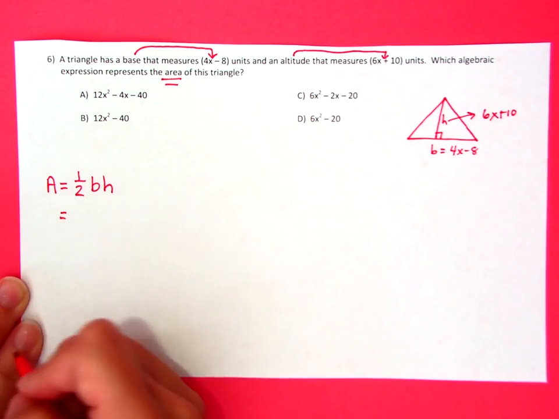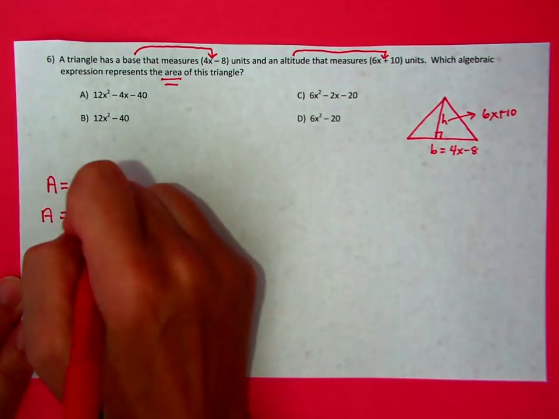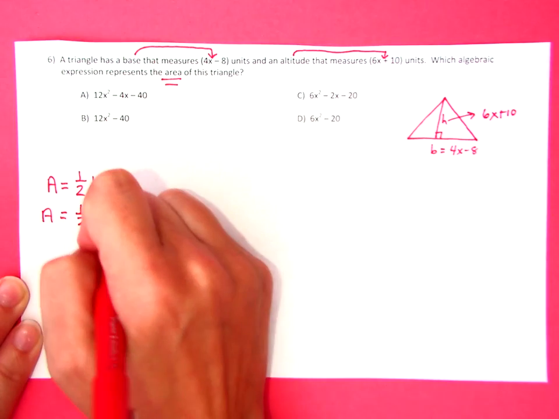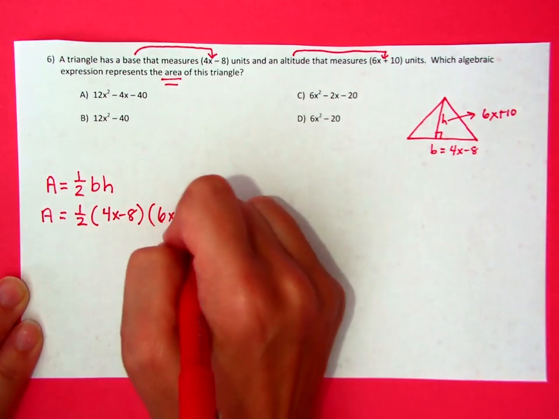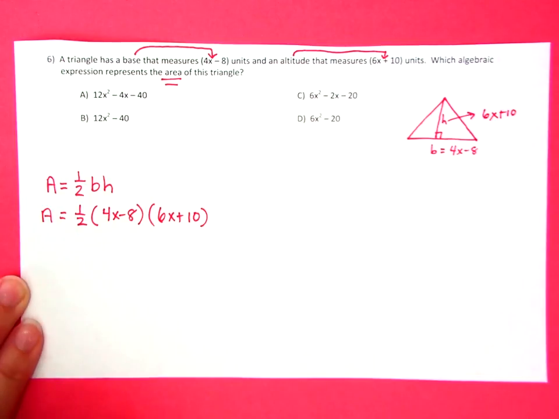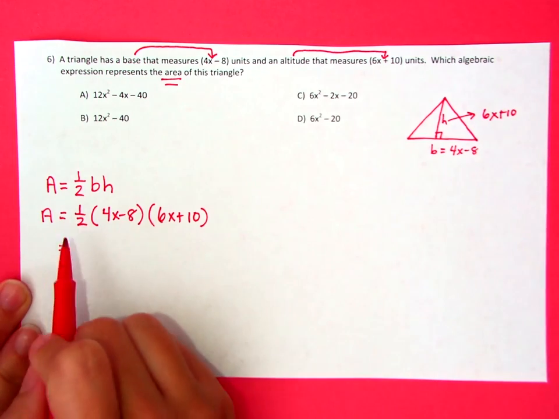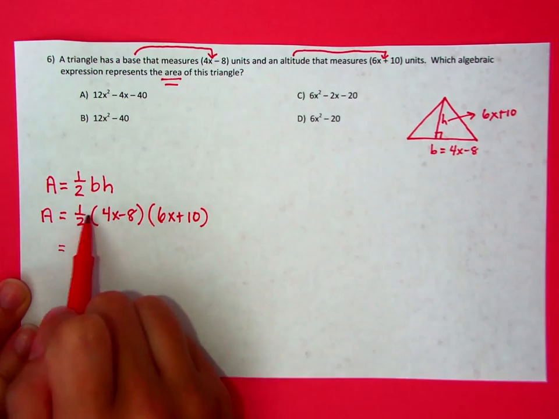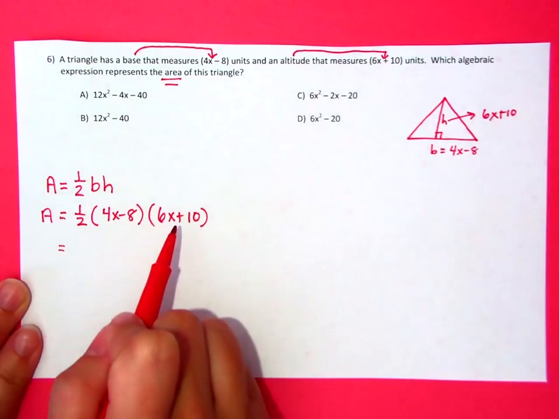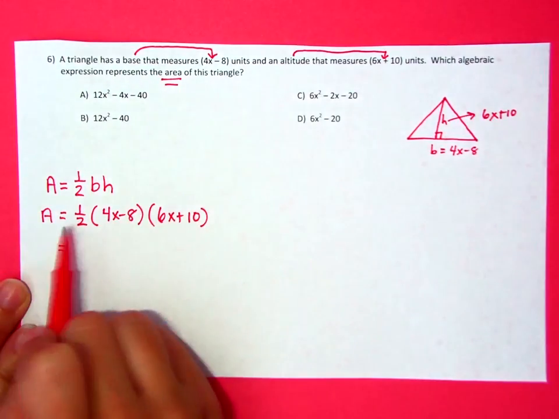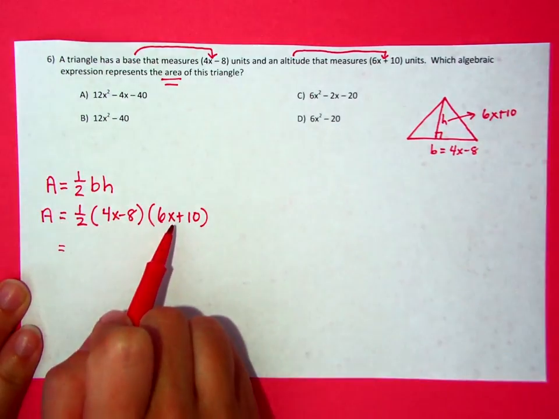So let's go ahead and plug it into our formula. Area is going to be equal to 1/2 times the base, so our base is 4x minus 8, times the height, which is 6x plus 10 units. And now we want to multiply it out. You have two different options here, really three. The first thing you could do is distribute this 1/2 to one of these parentheses, one of these binomials, but not both. You only distribute to one. So you could distribute to this 4x minus 8, or we could rearrange and distribute to this one over here.